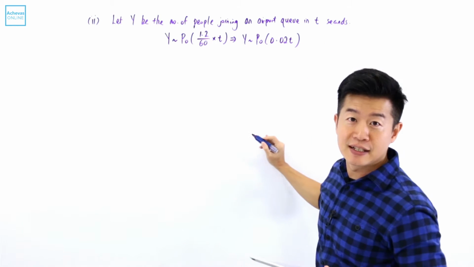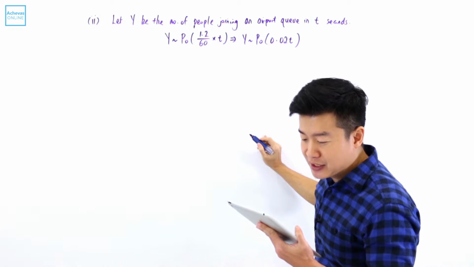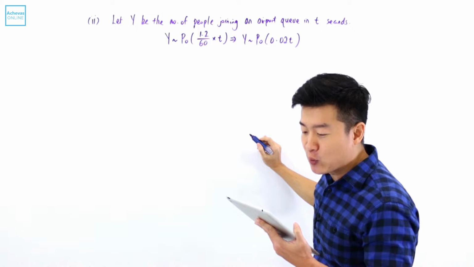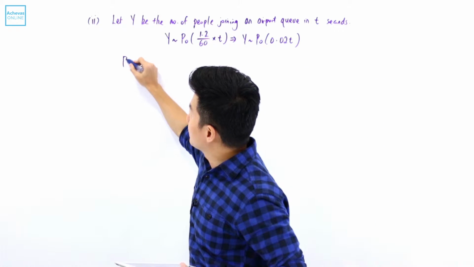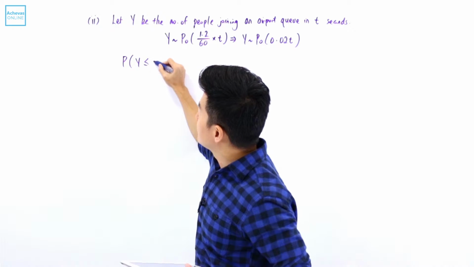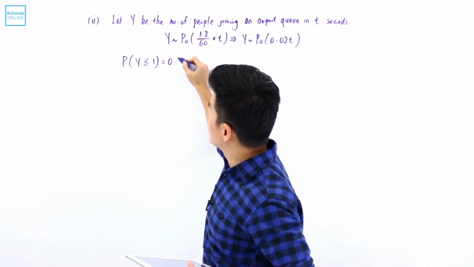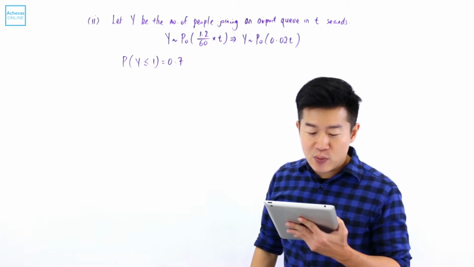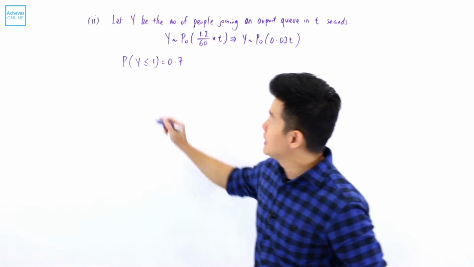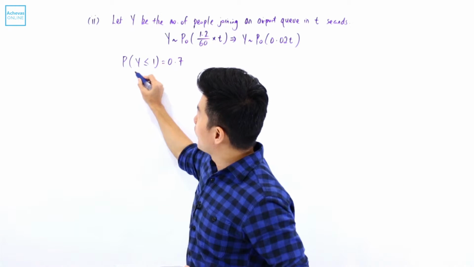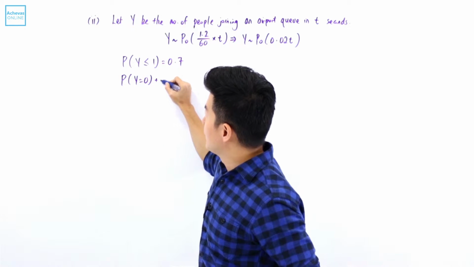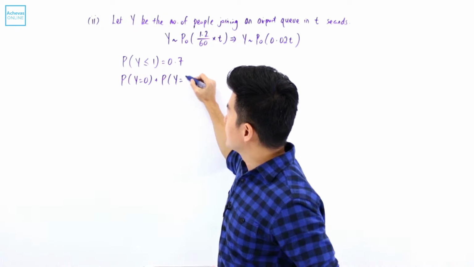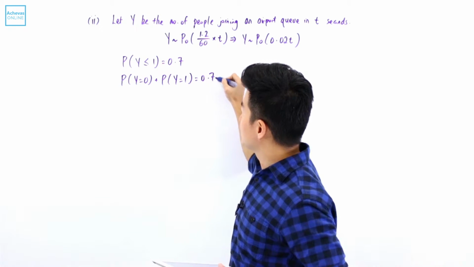0.02t. According to the question, the probability that no more than one person joins the queue is 0.7, which means that the probability that y is less than or equal to 1 is equal to 0.7. And we are supposed to find an equation for t, and for this, I'm going to break it up into two parts: the probability that y is equal to 0 plus the probability that y is equal to 1 is equal to 0.7.